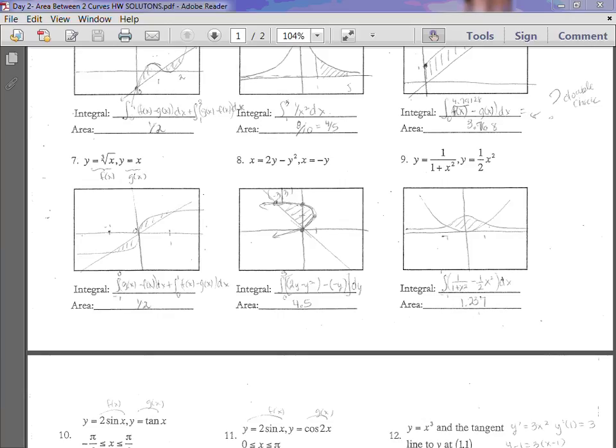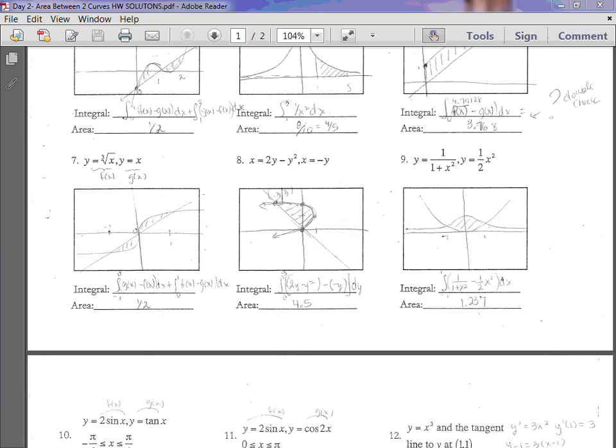Alright, so with number 8 here, now we're taking a look at this one. Notice that it's already written in terms of y. That's an indicator that you're probably going to want to use dy for this. Now they will not always give it to you in terms of y. Sometimes you have to rewrite the equation to be in terms of y. But if they give it to you in terms of y, most likely you're going to want to do it in terms of y.